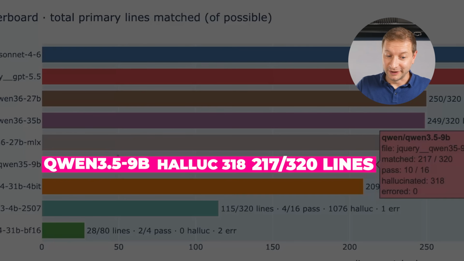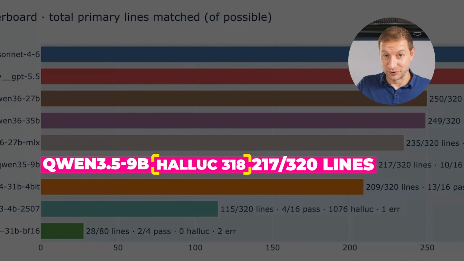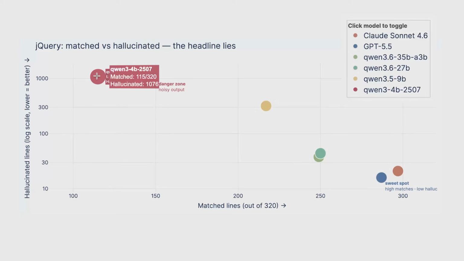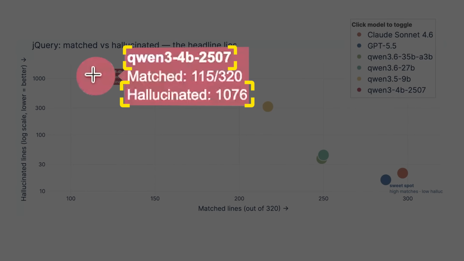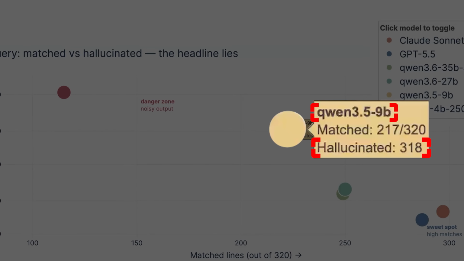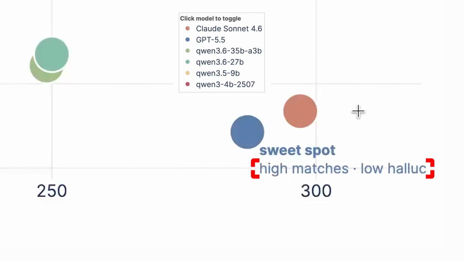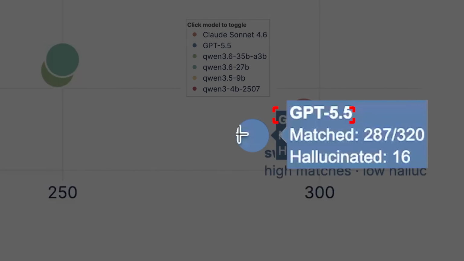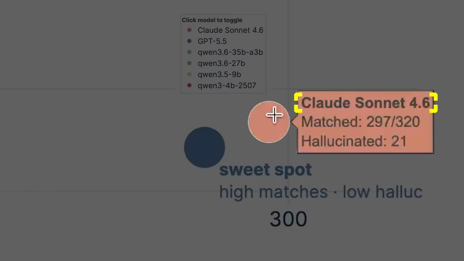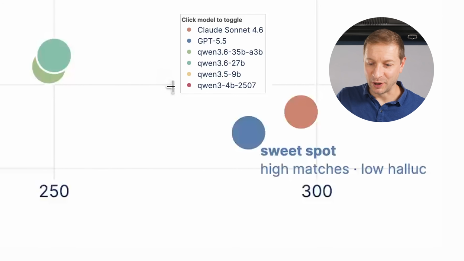You might think, oh, 9B is fine. 217 out of 320. It's okay. Look at those hallucinations. Phew. That's bad. So even though hallucinations were pretty bad with Qwen 3.4b, the worst, they were pretty bad with Qwen 3.59b too, sitting all the way up here. You want to be down here near the sweet spot. High matches and low hallucinations, and we got obviously GPT 5.5 and Claude Sonnet 4.6 there, okay? So yeah, we're still at this point, but we're getting close.